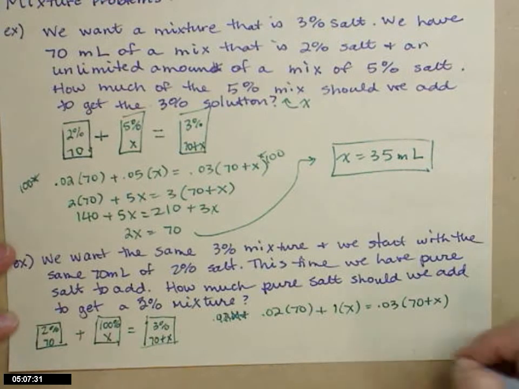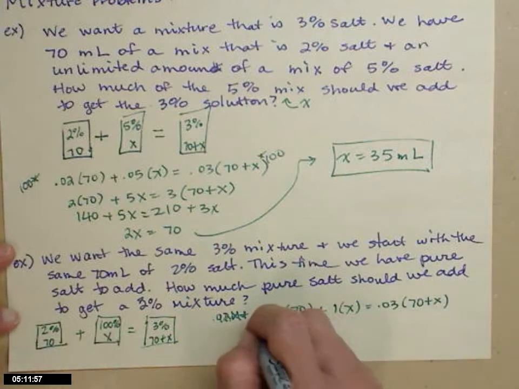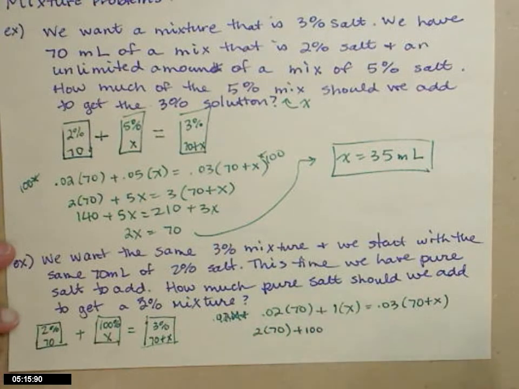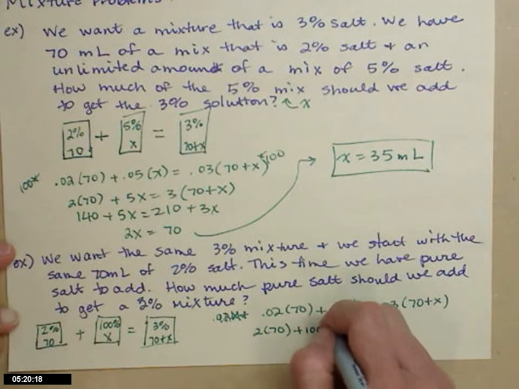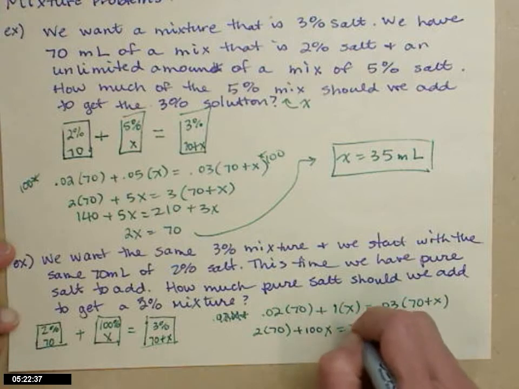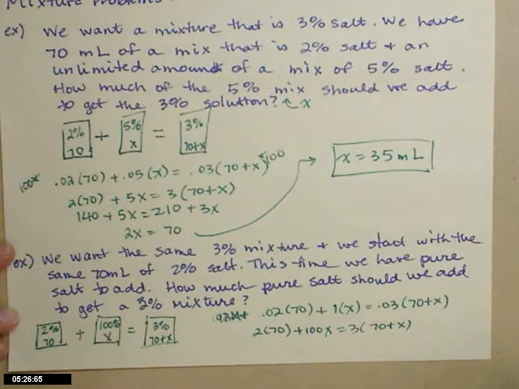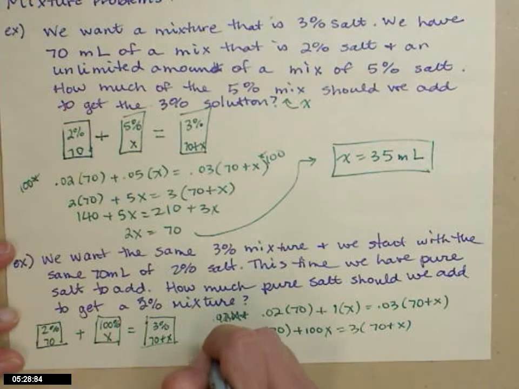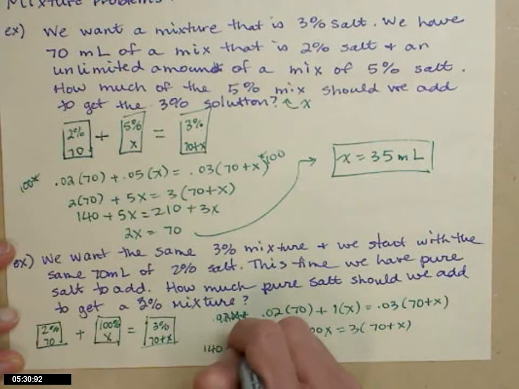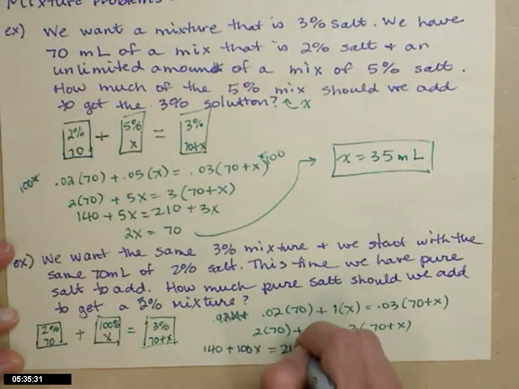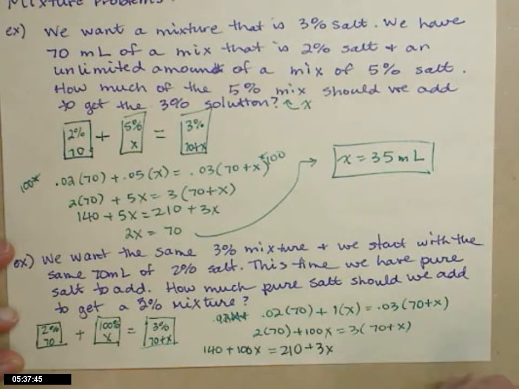Hey, we've seen that before. Let's go ahead and multiply through by 100 to make those decimals in front go away. So 2 times 70 plus, don't forget to multiply that second term on the left by 100, plus 100x equals 3 times (70 plus x). You see I'm running out of room, so I'm going to start squishing. Here we go. 140 plus 100x equals 210 plus 3x.